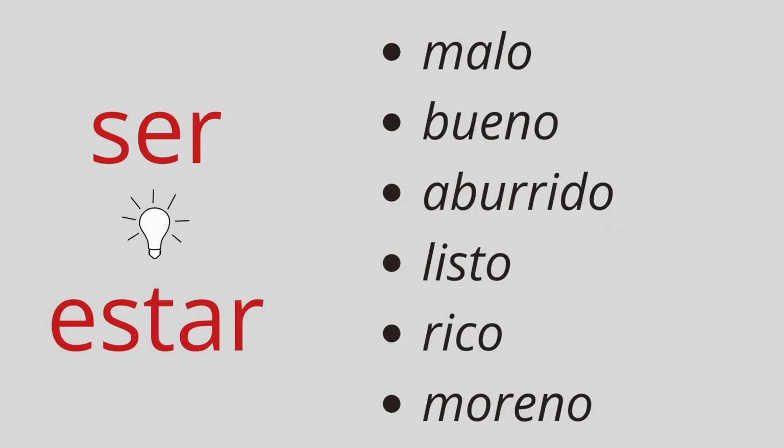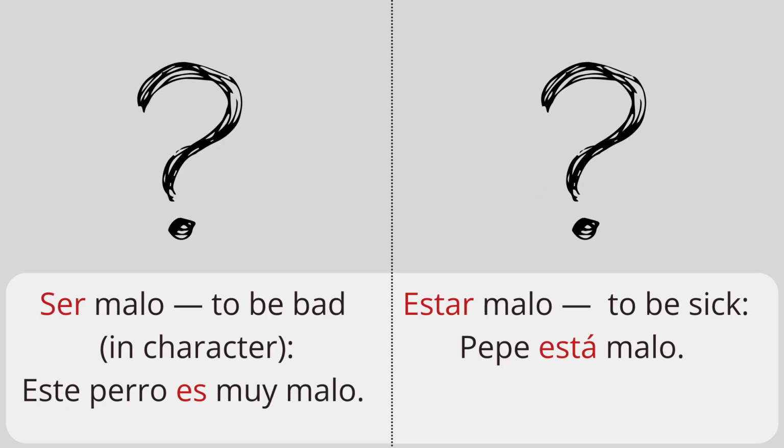And now let's talk about adjectives that change meaning. Some adjectives change their meaning depending on whether we use ser or estar. Let's go over some examples. The adjective malo. Ser malo means to be bad in character. Este perro es muy malo. The dog is mean, is bad. Estar malo, to be sick. Pepe está malo. Pepe is sick.